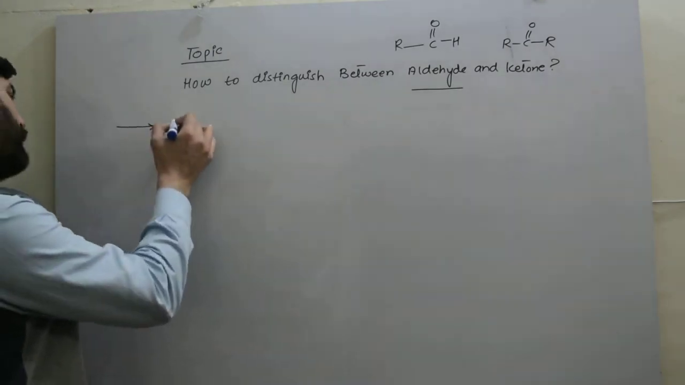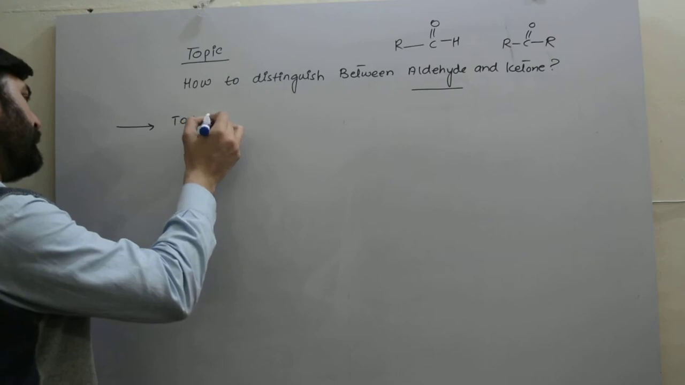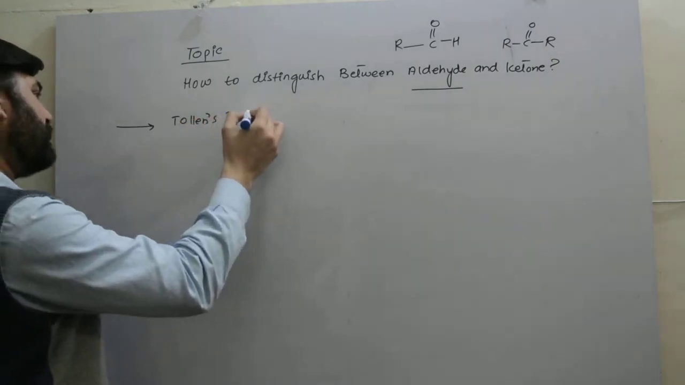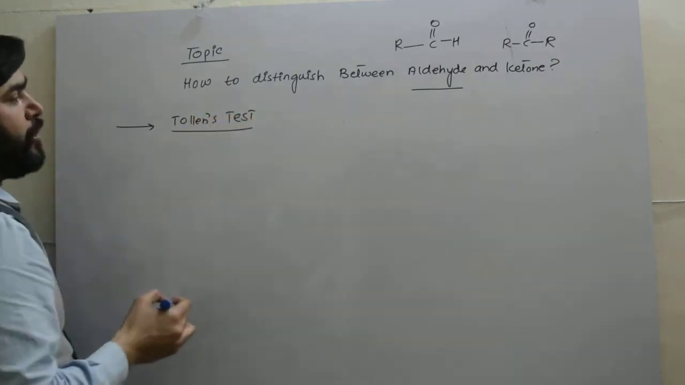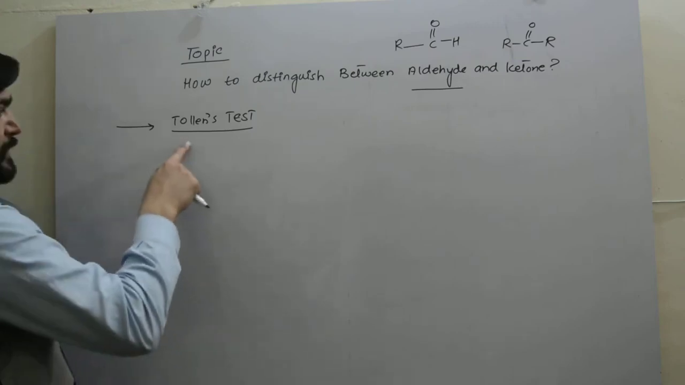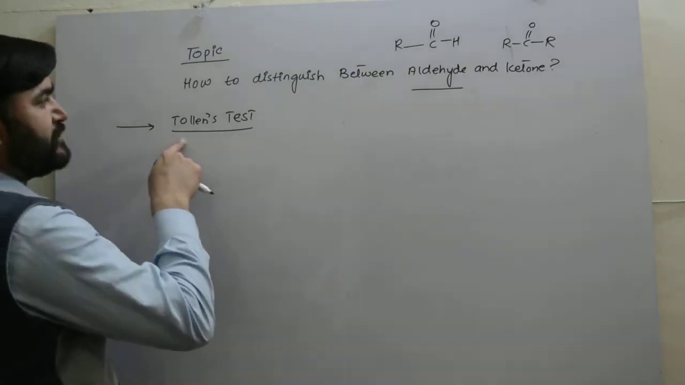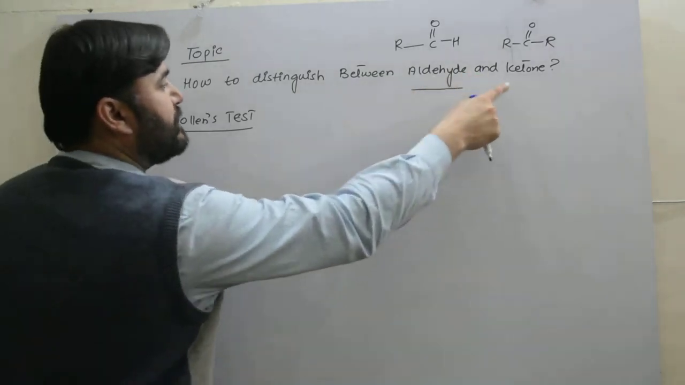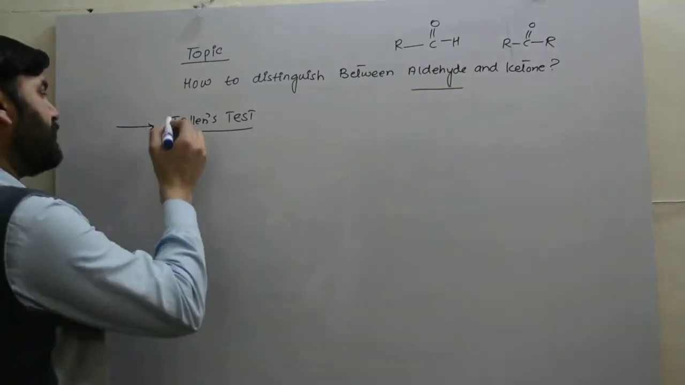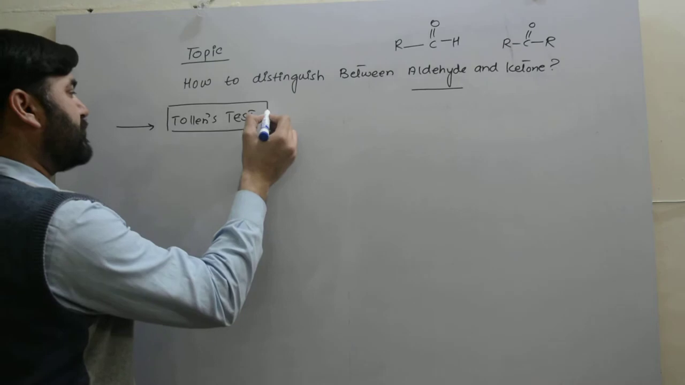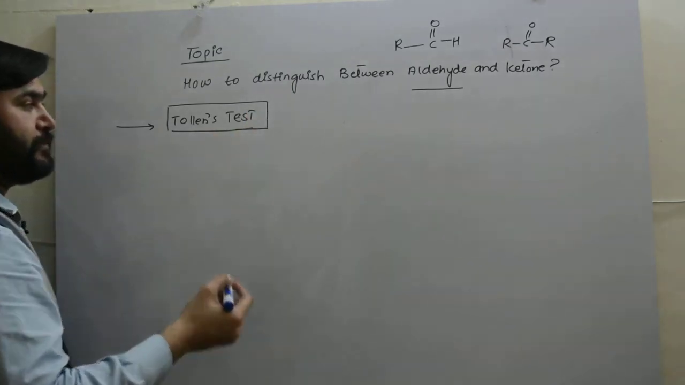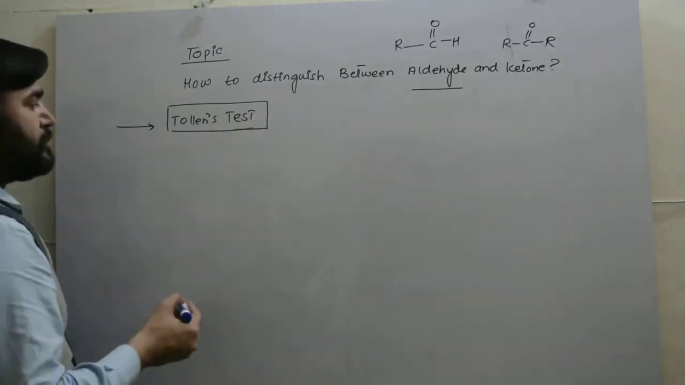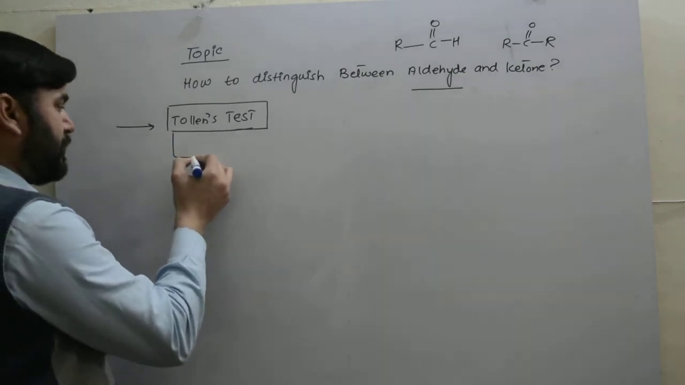This is Tollens' test. The name of this test is just because it is a test which is used to distinguish between aldehyde and ketone. There is another name, which is also called the silver mirror test. So, you need to remember three things about Tollens' test.